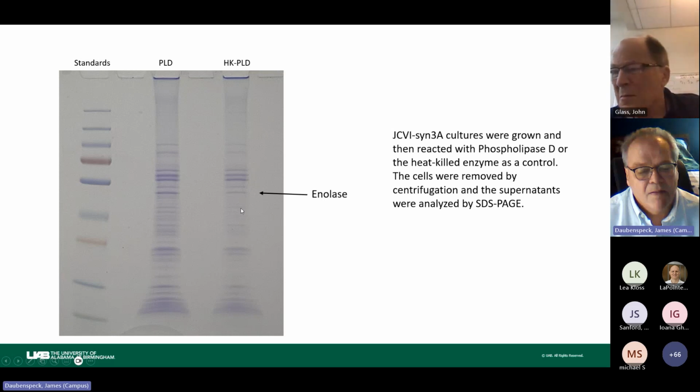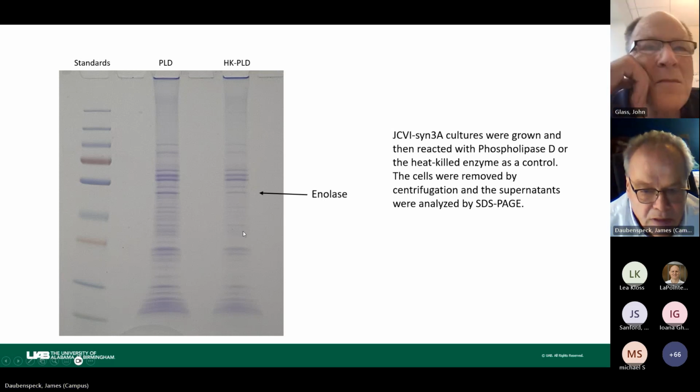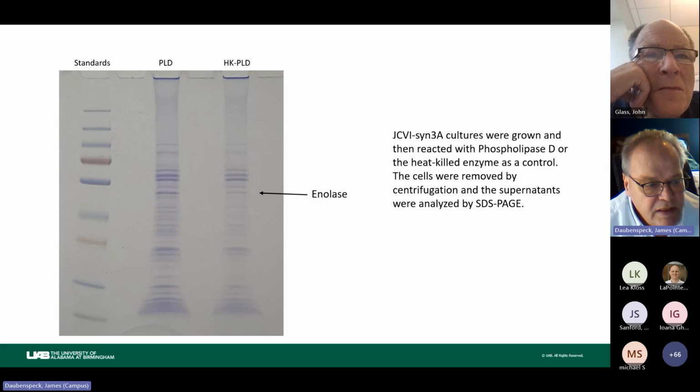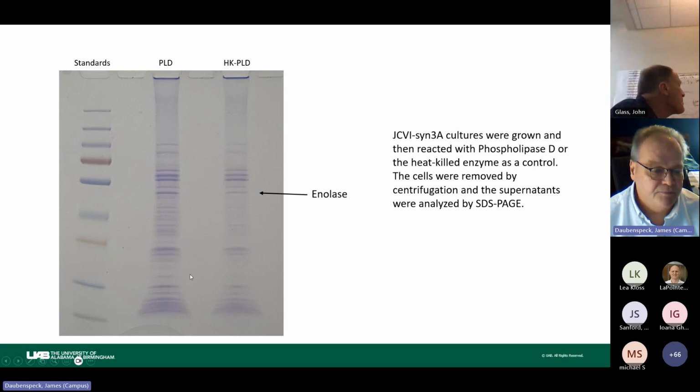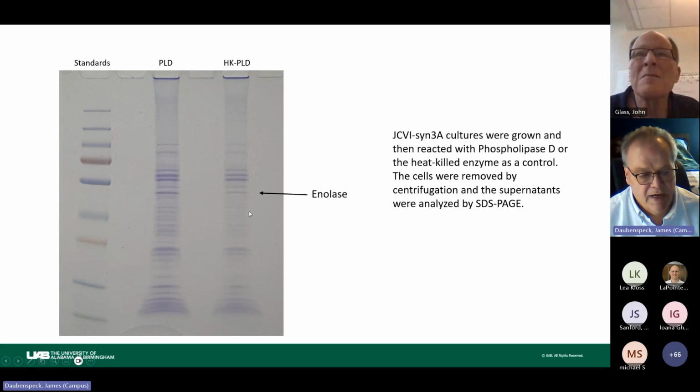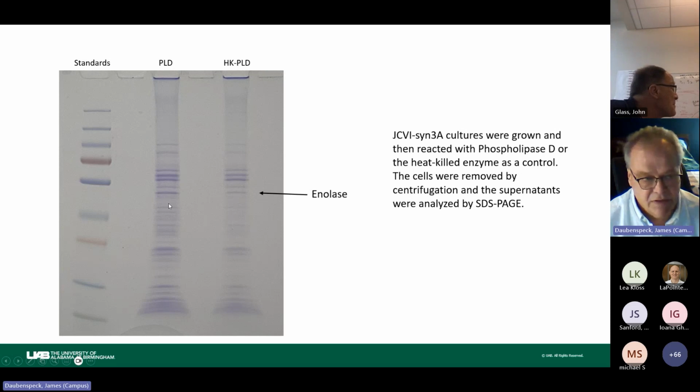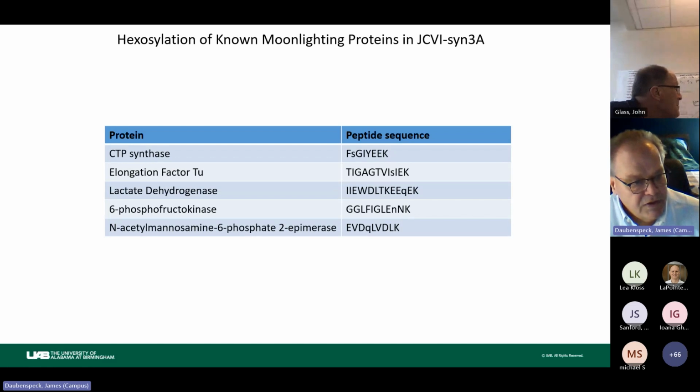there's been quite a bit of difficulty with working with synth, especially the washing step. We tend to get a lot of self-lysis when we handle this organism after harvesting. And that's what leads to most of this material showing up in the heat-kill lane. You can see the difference in concentration by eye, but when we do the measurements, it actually turns out to be about a threefold increase over the heat-killed PLD, okay? So a graduate student in our lab, John Sanford, is going to tell you a lot more about this particular part of it here in a second.